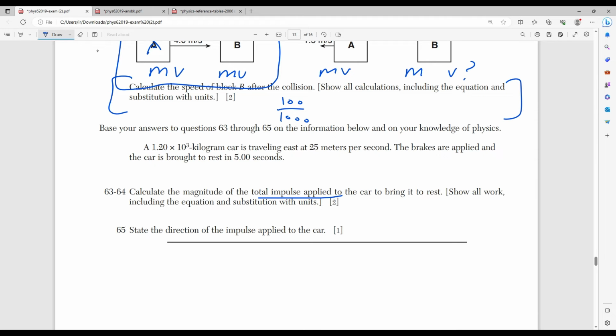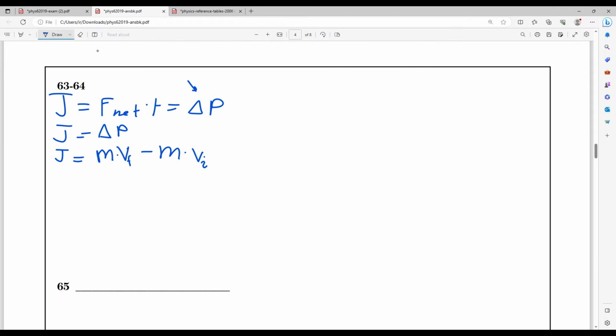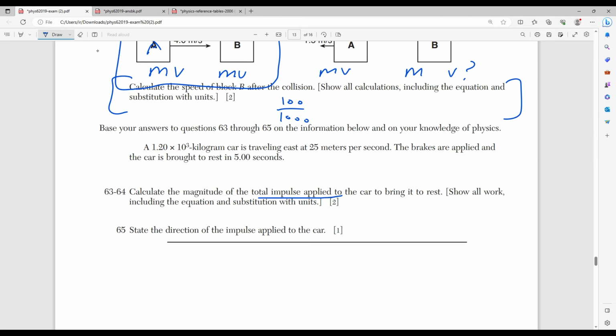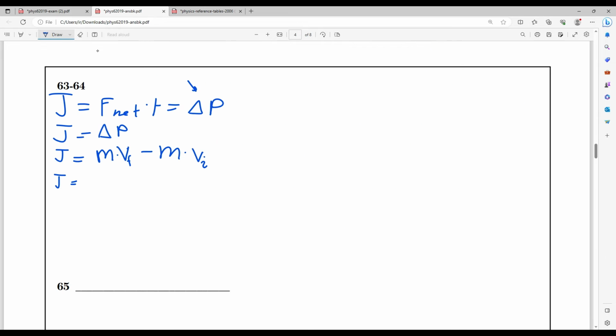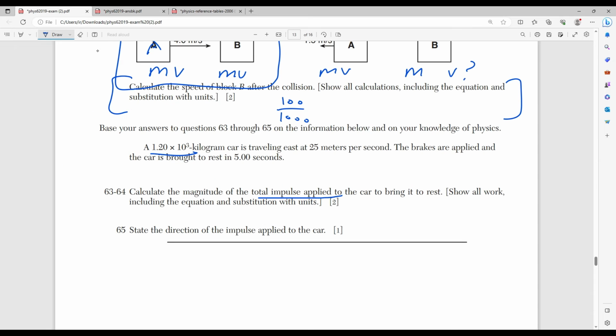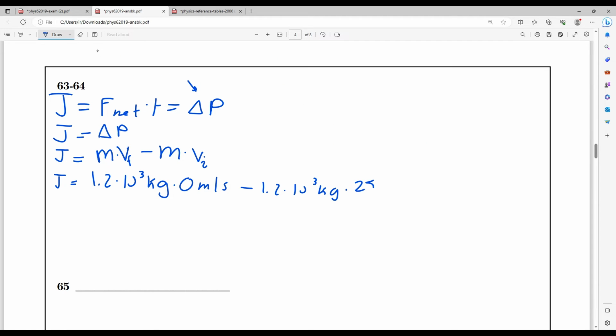Now, we know that the mass stays the same for all of this. That's 1.2 times 10 to the power of 3 kilograms. Our v final is actually 0 meters per second, and we're going to subtract from this 1.2 times 10 to the power of 3 kilograms times our v initial, which is 25 meters per second. If you plug this into your calculator and subtract these two values, you get that J is equal to negative 30,000 newton-seconds.